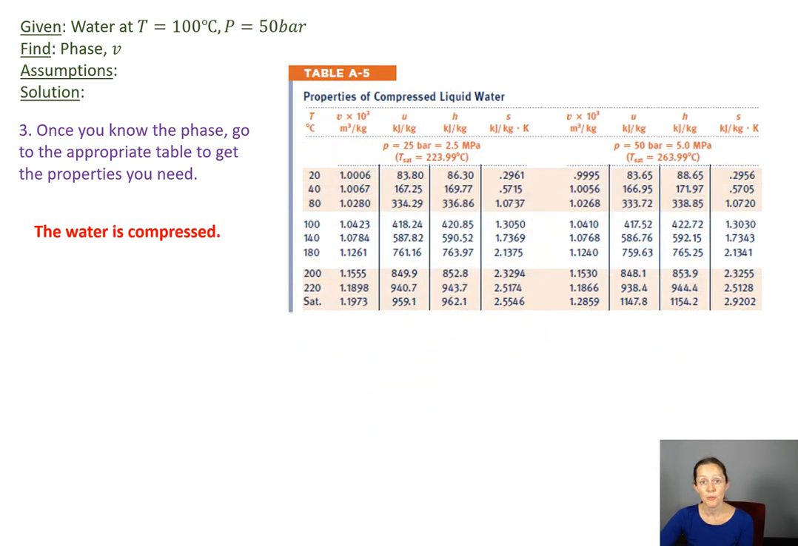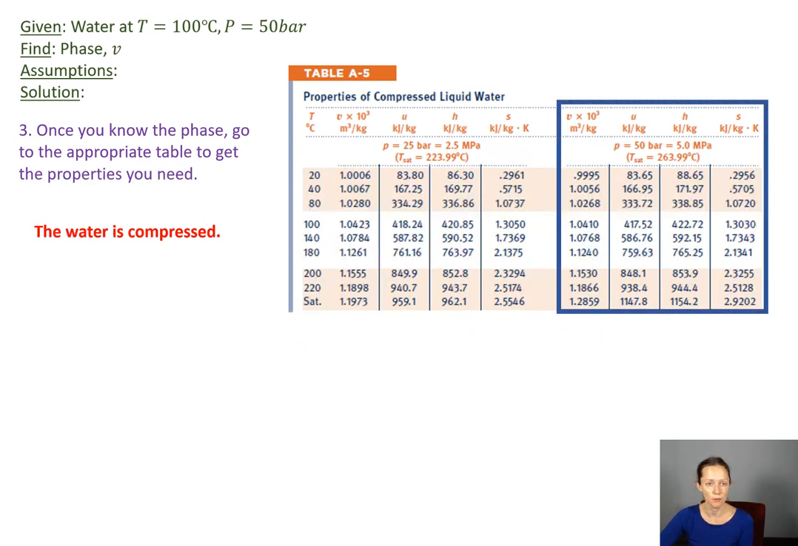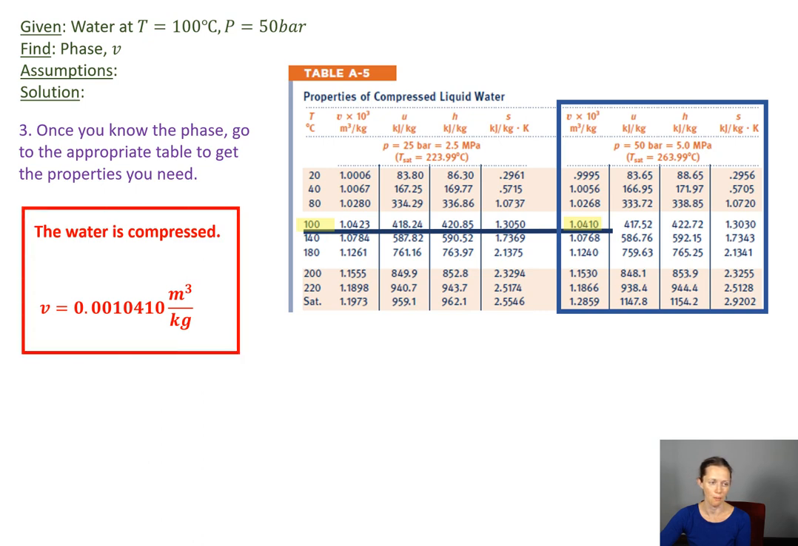So my compressed tables were organized in blocks of pressure, and so I need to go to the block corresponding to 50 bar and just read off the corresponding specific volume. So I've got a specific volume of 0.001041 meters cubed per kilogram, and I'll box that so nobody has to look for my answer.